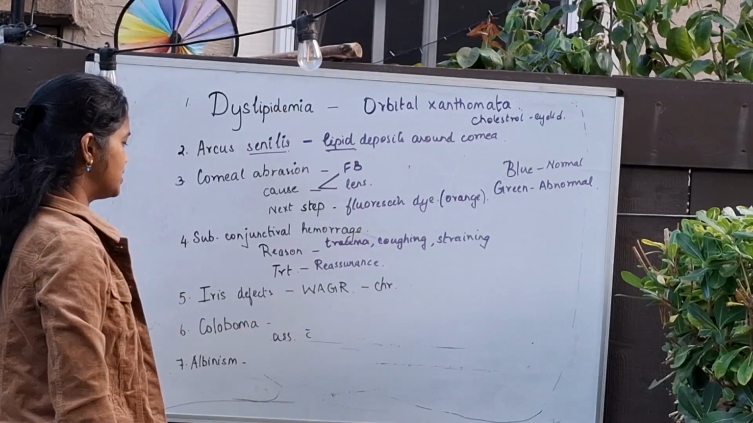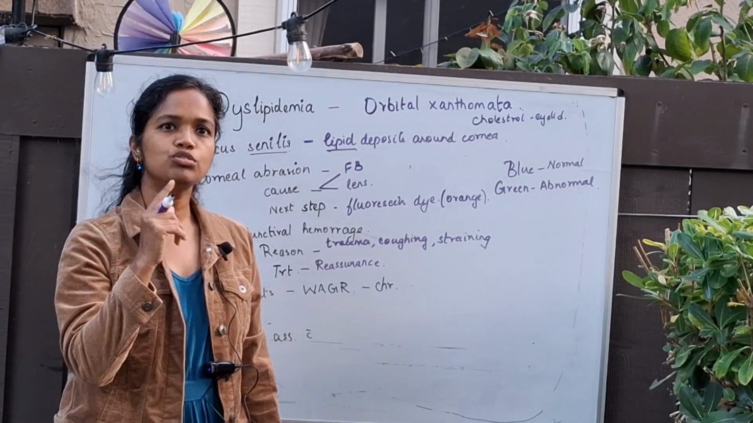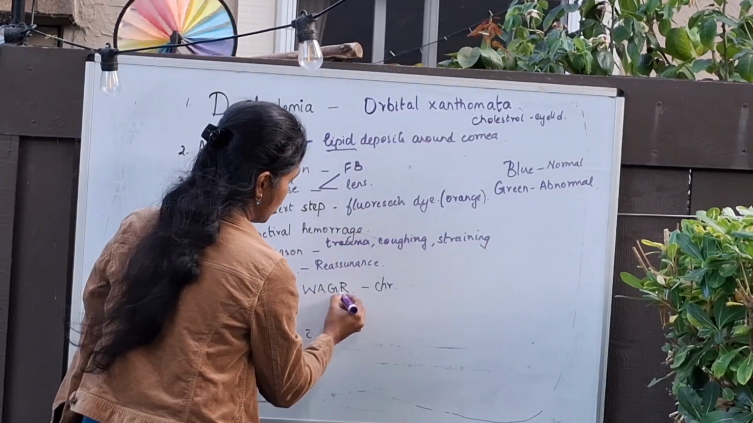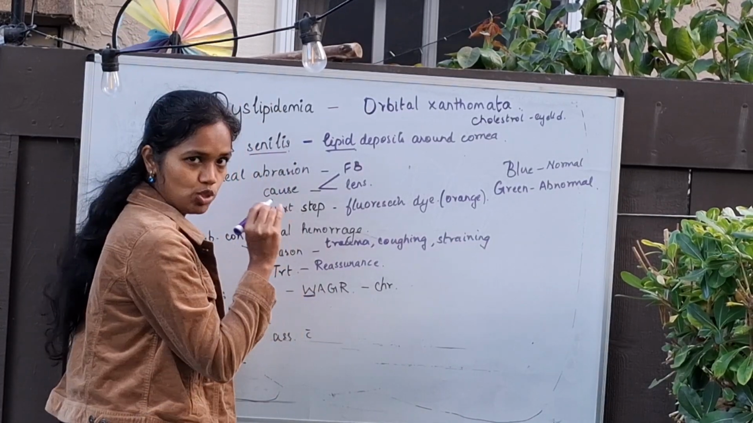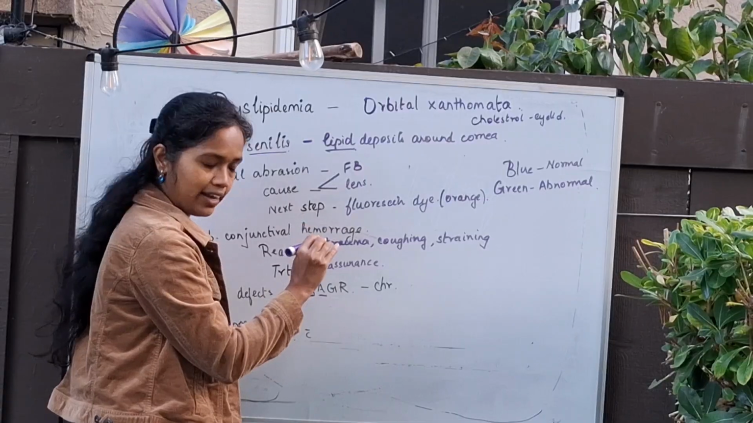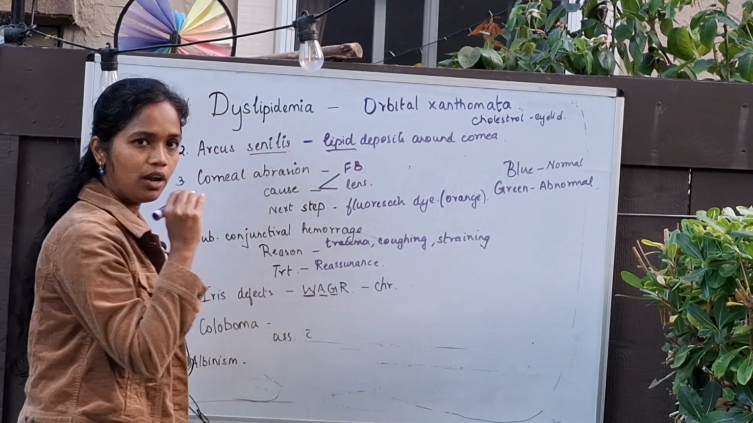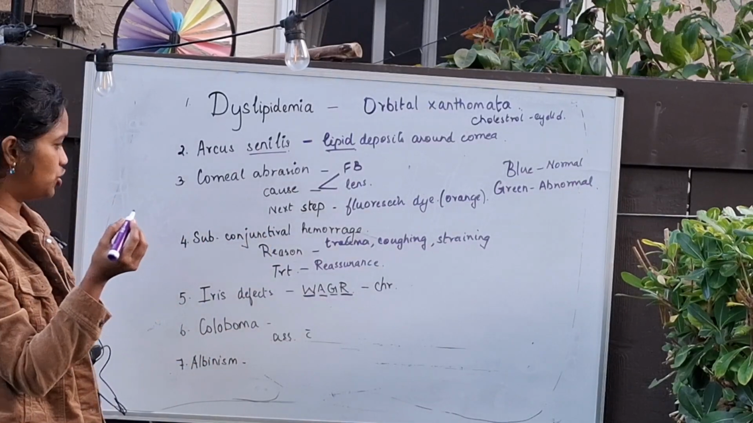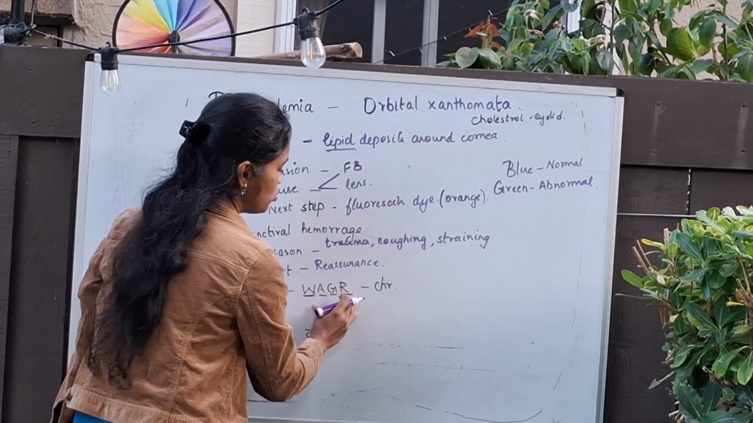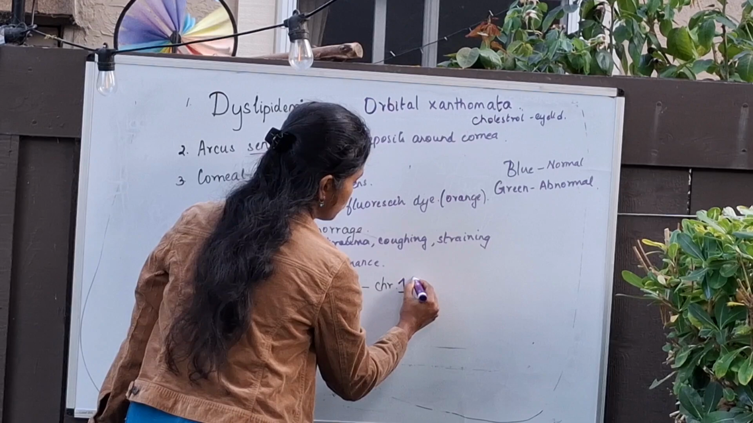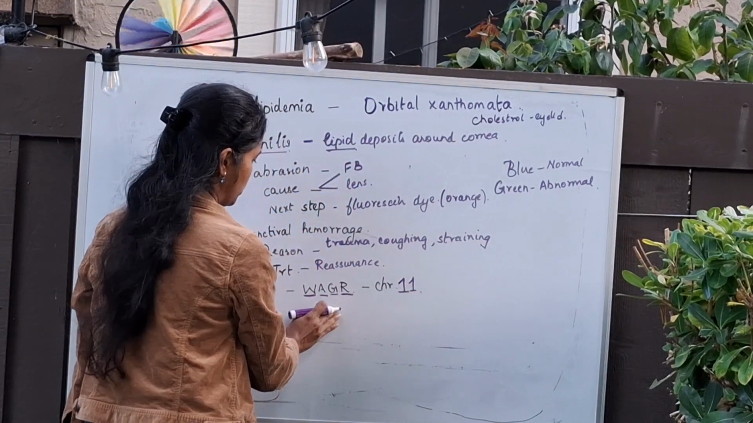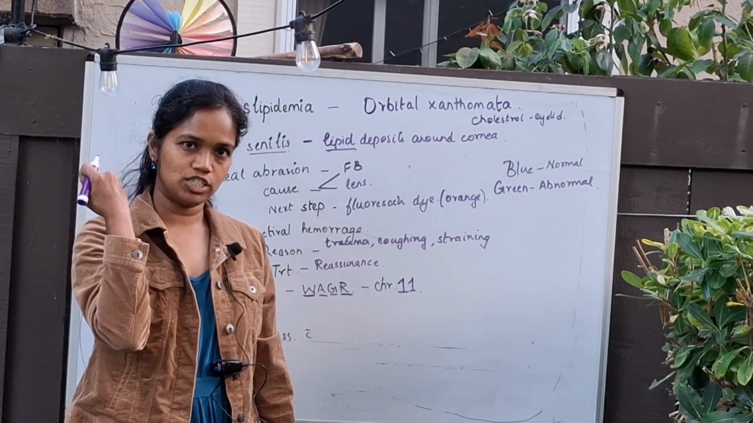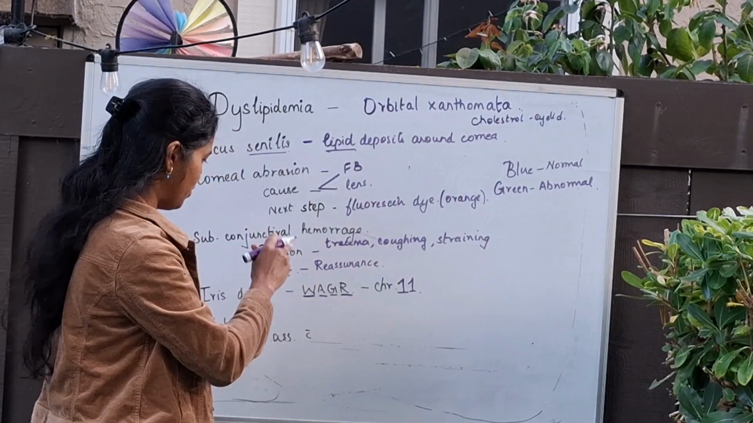Let's see about some iris defects. The most common syndrome associated with iris defects is WAGR syndrome. W stands for Wilms tumor, A stands for aniridia, G stands for genitourinary anomalies, and R stands for retardation or growth retardation. This WAGR syndrome is because of a defect in chromosome number 11. This is what one should know. So, those affected with WAGR syndrome will not have the iris at all. That is, aniridia will be seen in WAGR syndrome.